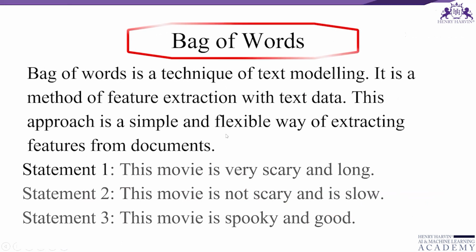This is actually the simplest form of text representation in numbers. As the name suggests, it is a bag of words, so it is a bag of word vector. A word vector is nothing but a string of numbers. It is a technique used in text modeling, and it is a method of feature extraction with text data. It is a very simple and flexible way of extracting features from documents.